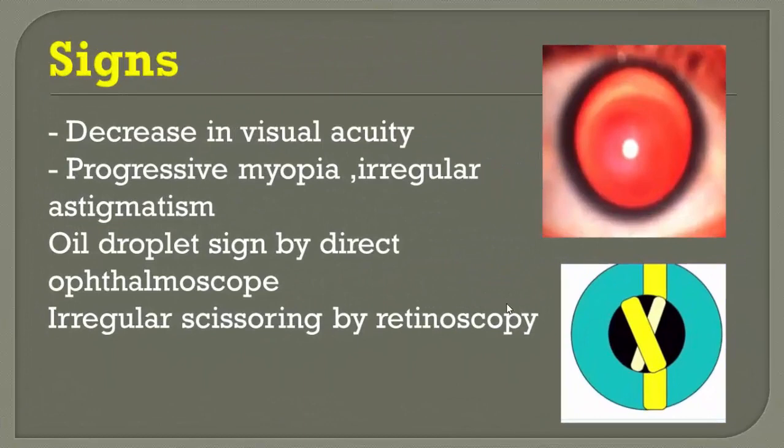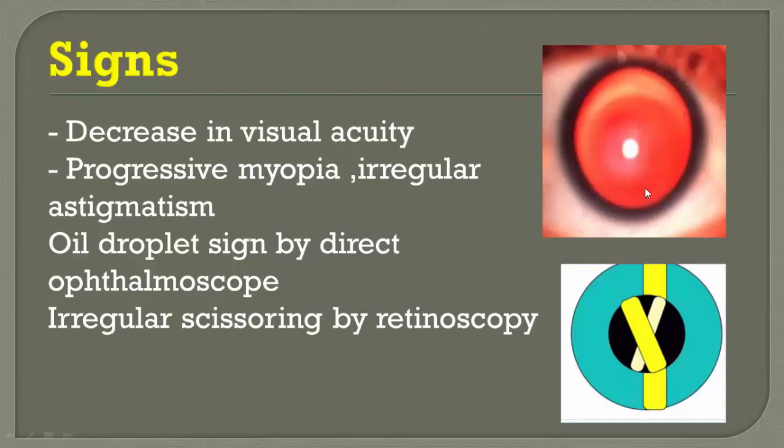Signs. The main sign in keratoconus is decrease in the visual acuity due to progressive myopia, due to increase in the corneal curvature and irregular astigmatism. By ophthalmoscopy, we can see the oil droplet sign, as in this photo, due to the presence of the cone through the light of the direct ophthalmoscopy, which causes a red reflex in the iris. The presence of the cone makes a reflection called the oil droplet sign.